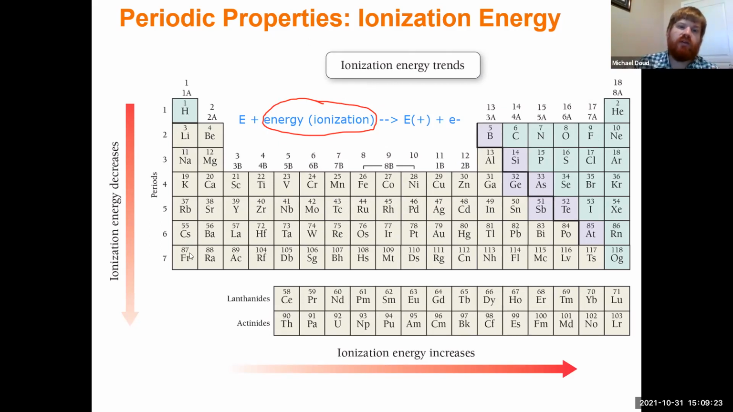Same thing as we go down. Now, again, as we go down a group, the atoms get bigger and bigger. So what that means is it's going to be easier to pull away an electron from the outside because they're farther away from the positively charged nucleus. So this ionization energy decreases going down a group, and it increases going across a group.